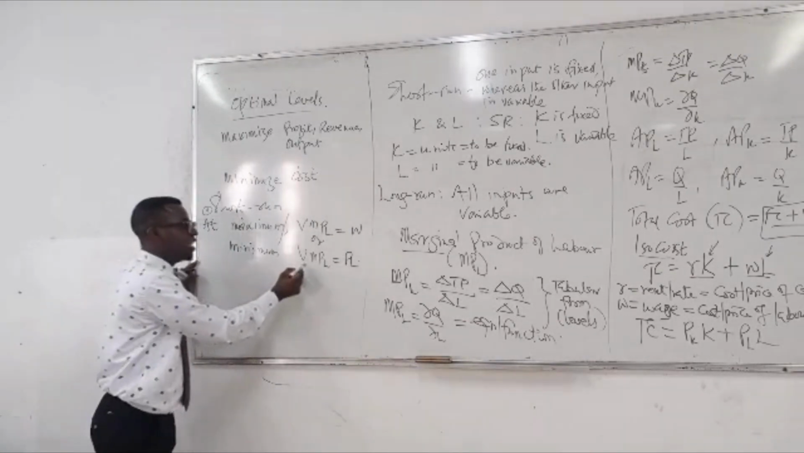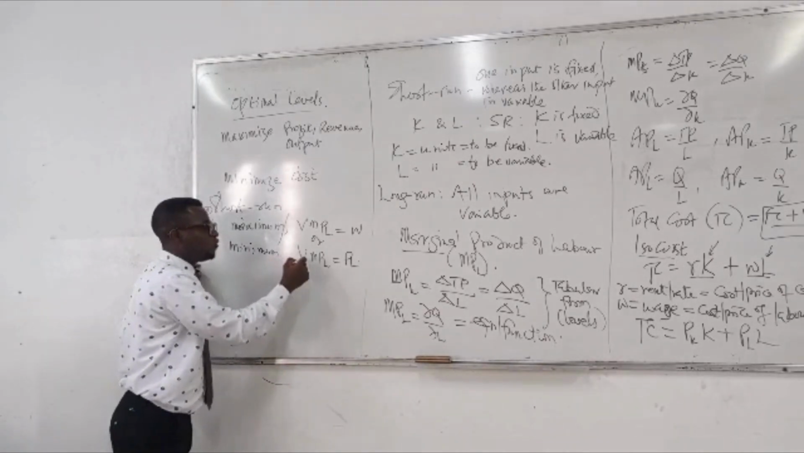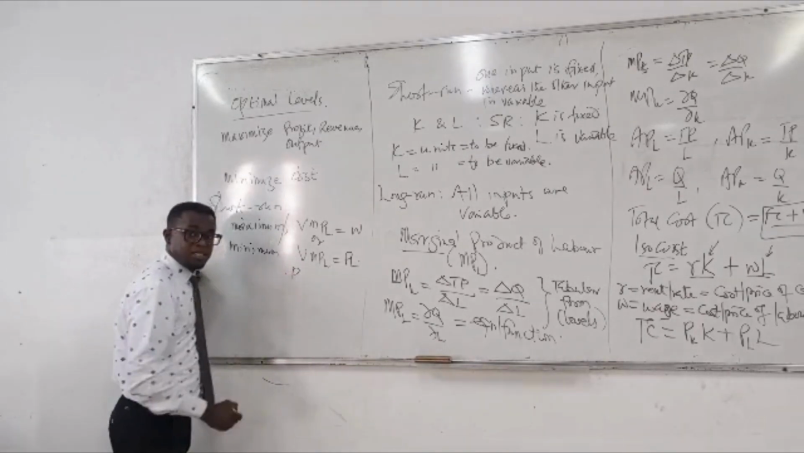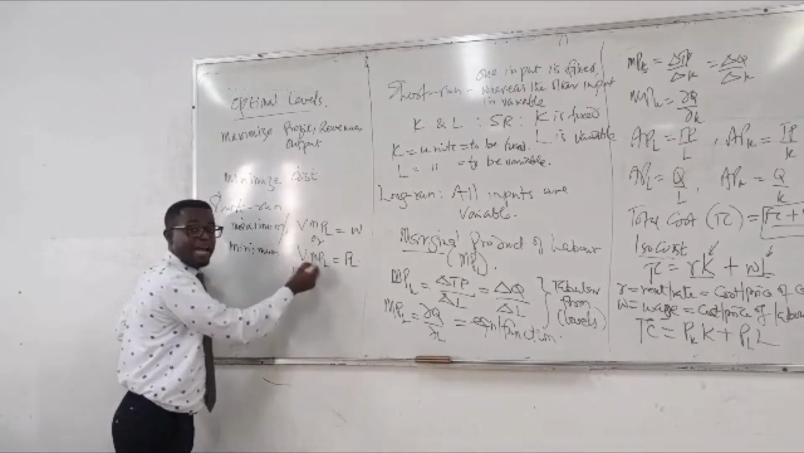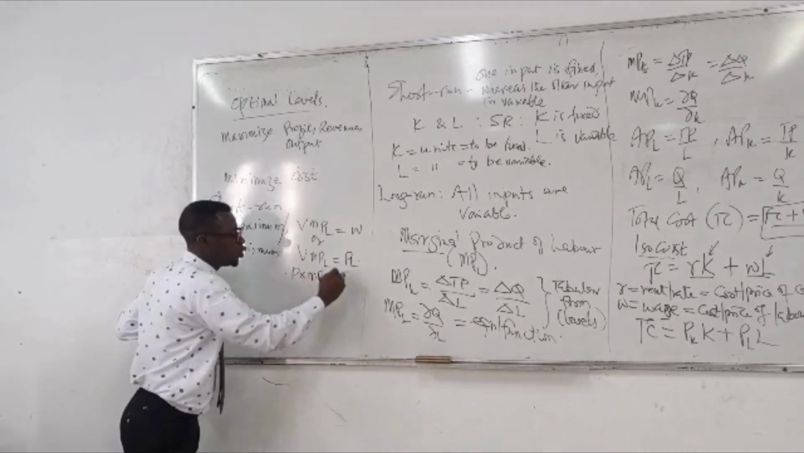Now, this VMPL is the value of marginal product of labor, where in essence the value represents the price. The relation between the value and MPL is that they are multiplied. So value times what? MPL is equal to what? PL.